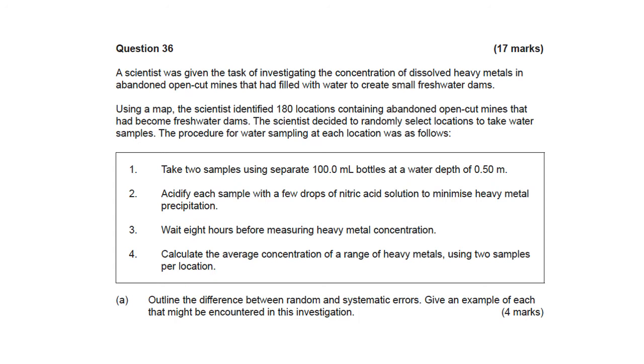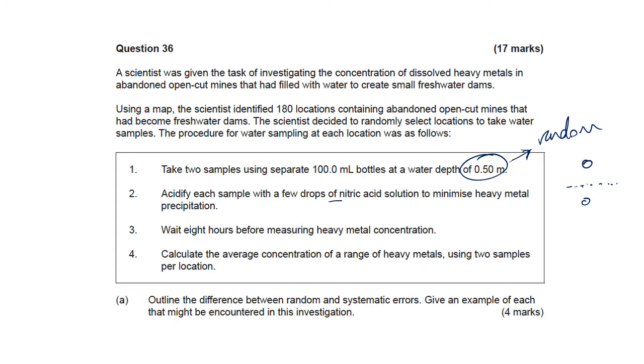Okay, so you're looking at this one, you might be saying, for a water depth of 0.5 meters, that might be random. Because what might happen is that if this is 0.5, the researcher might collect from here, and some researchers might collect from here. You're taking from 180 locations, so you're not always going to get it exactly on 0.5 meters.